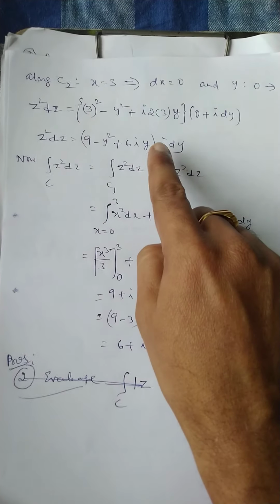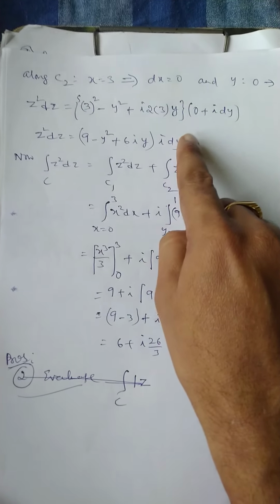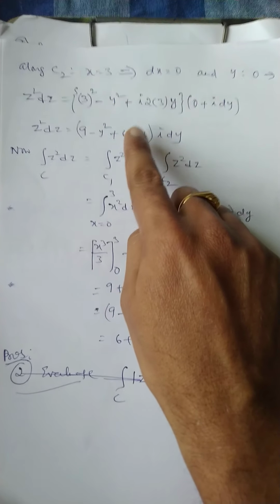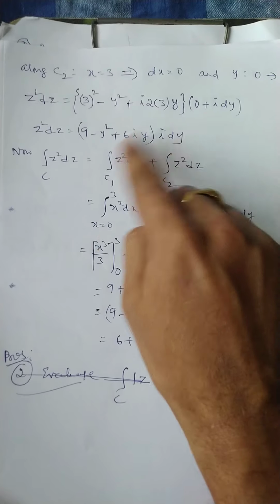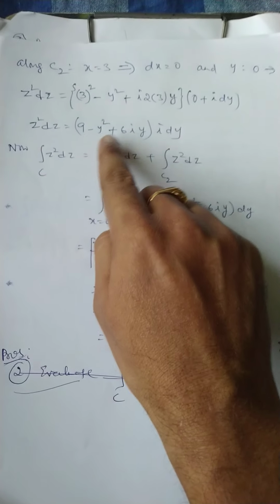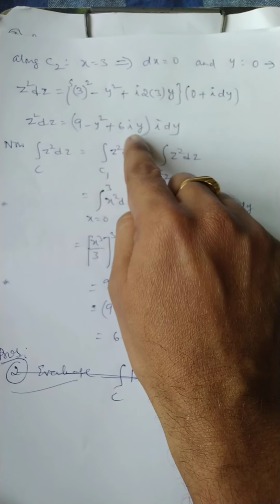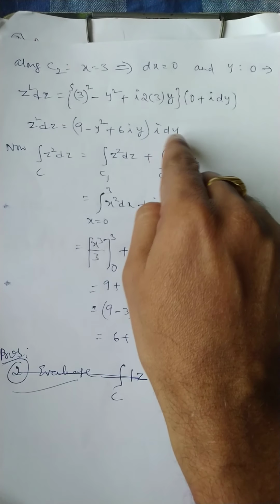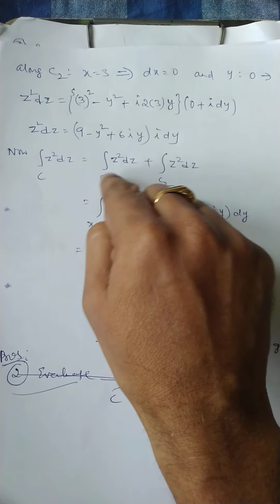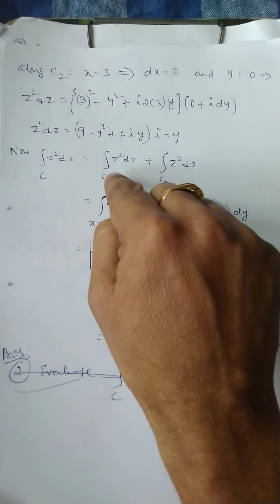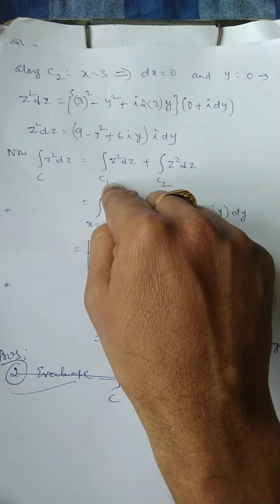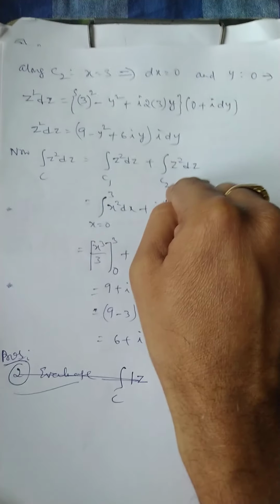Already I have seen z square dz is (x square minus y square plus i into 2xy) into (dx plus i dy). There I substitute x equal to 3, dx is 0, y varying from 0 to 1. On simplification, you get this expression for z square dz: (9 minus y square plus 6iy) into i dy. So this simplifies along C. Along C, it is C1 plus C2, one from 0 to 3 and another from 3 to 3 plus i.